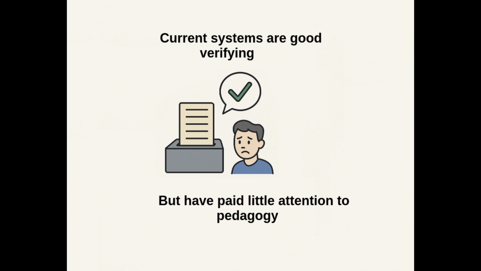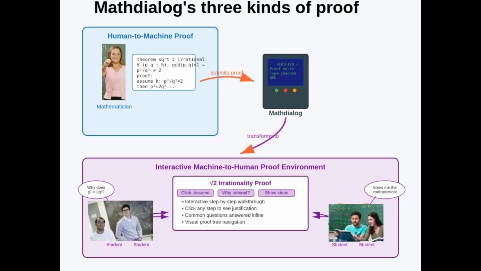For decades, several programs have been developed to verify mathematical proofs using computers. Today, the most notable are Coq and LEAN. However, they are focused on checking proofs and have paid little attention to the potential pedagogical value of a verified proof. We believe that the importance of a verified proof lies in how much it can help others understand it.